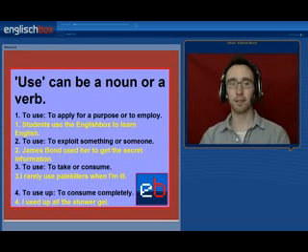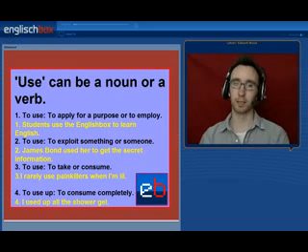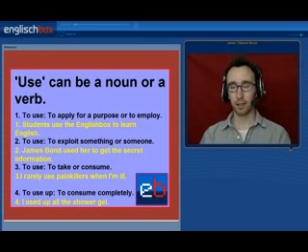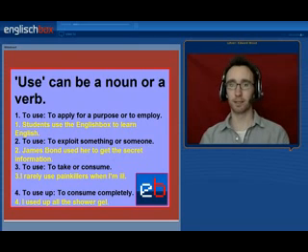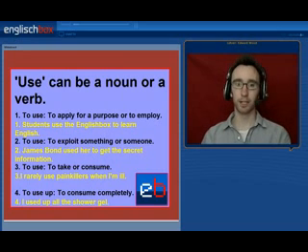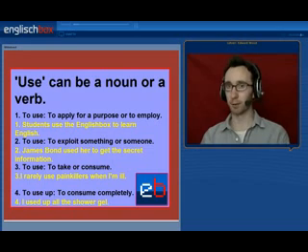So "to use" can mean to apply for a purpose or to employ. For example, students use the English Box to learn English. It can also mean to exploit something, for example, your position in a company, or someone to your own personal gain or benefit. James Bond used her to get the secret information, for example. He exploited her. He took advantage of her.